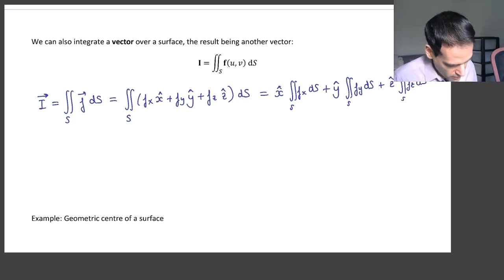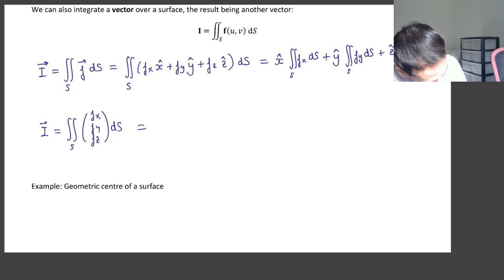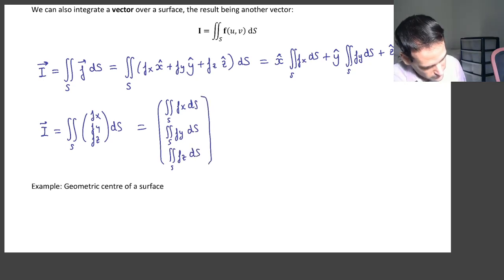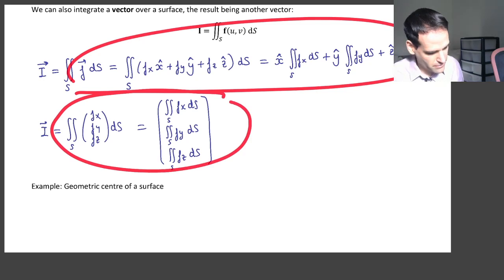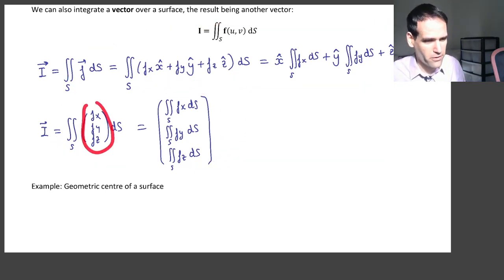Okay? In other words, another way of writing this is that your integral, which is the integral of this vector fx, fy, fz dS, becomes equal to a vector whose components are the integral of each of the components. Okay, so I'm writing the same thing on the top row as in the bottom row. I'm just using the basis vector expansion or the column format for vectors.